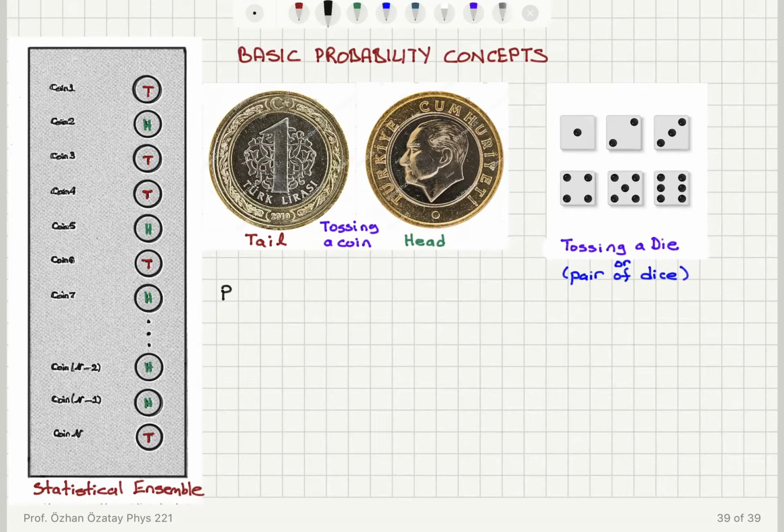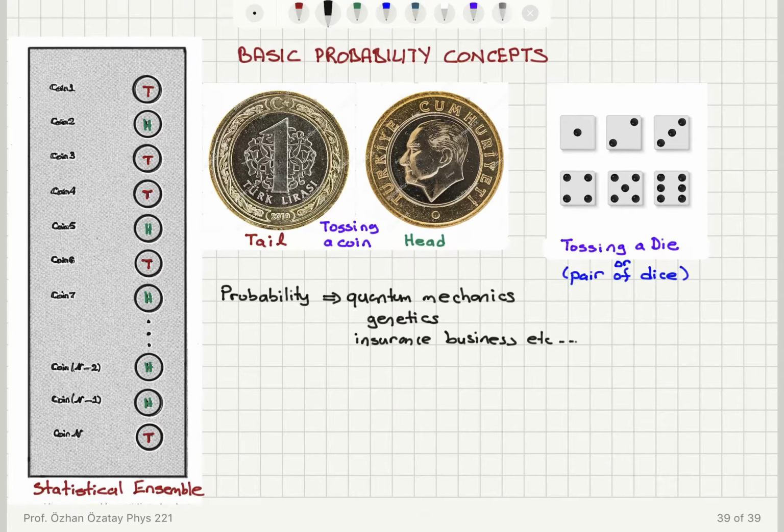So it finds applications in many different fields: quantum mechanics, genetics, insurance business, etc. So it's an important topic to study. Okay, so let's start with how we can measure the probability of an event.